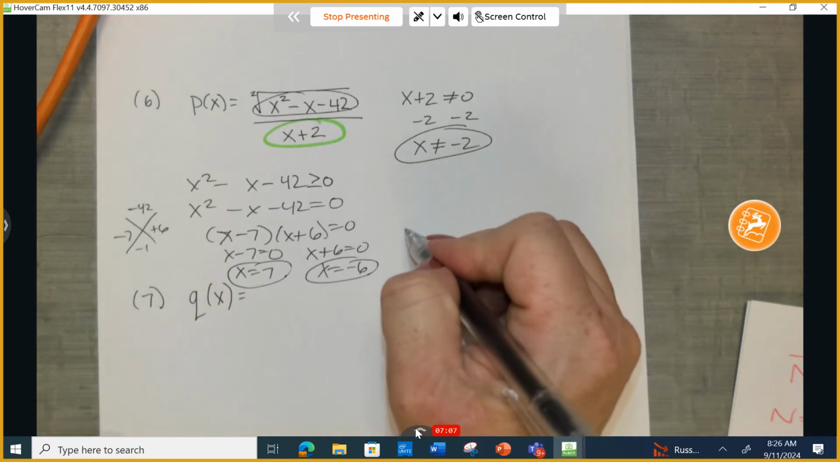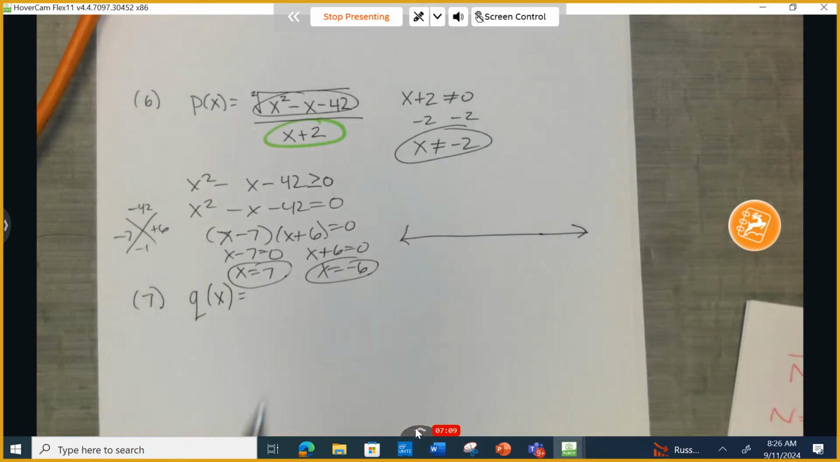So I'm going to start on my number line, and I'm going to try to choose 2 different colors so this stands out for us. 2 different colors. Give me 1 second to find another colored pen.